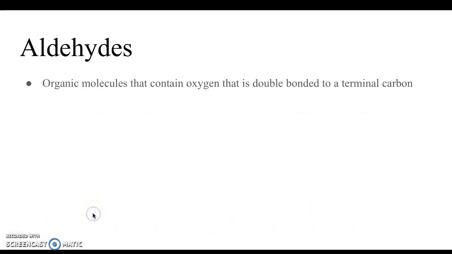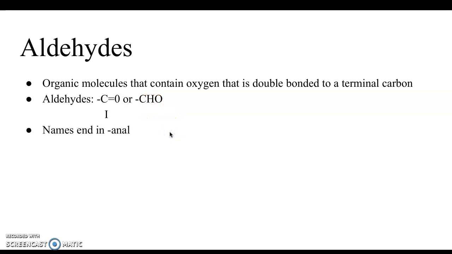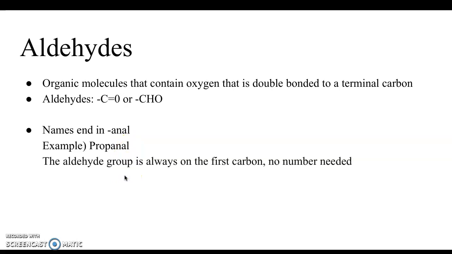Aldehydes are used a lot in laboratories, and aldehydes contain an oxygen that is double bonded to a terminal carbon. So this is indicated with either C double bond O or CHO. Names are going to end in "al", so A-L. For example, propanal, which would be a 3-carbon chain with a double bond O and an H on the very end carbon. Because the aldehyde group is always on the first carbon, there's never a number needed. It has to be on the end of the molecule.